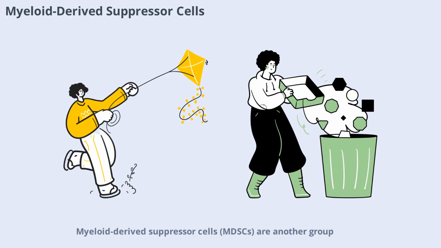Myeloid-derived suppressor cells, MDSCs, are another group of immune cells that can inhibit anti-tumor responses. These cells accumulate in the tumor microenvironment and suppress the activity of T cells and natural killer cells. By doing so, they help tumors evade immune attack. Research is ongoing to find ways to block or reduce the effects of MDSCs in cancer.